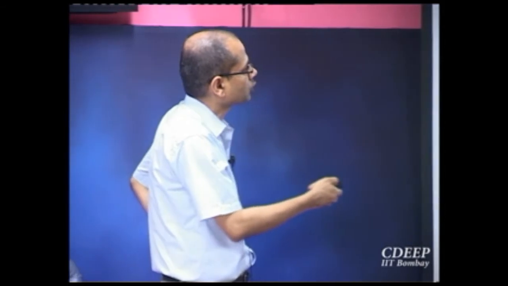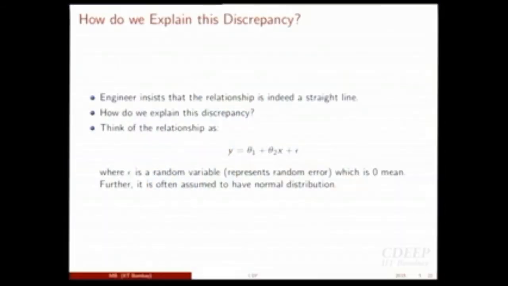So that's a random variable for you. So we assume that this unexplained part is a random variable which is zero mean, that is, if I generate several values for this random variable and average those, the average is 0. Further, we often assume in regression that it has a normal or Gaussian distribution, which is the bell shaped curve.